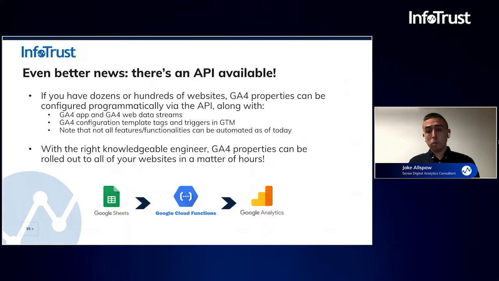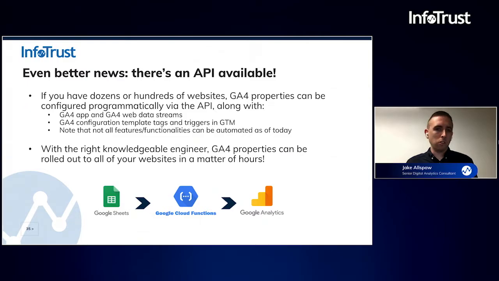So some even better news beyond the flexibility. For larger organizations that have dozens or even hundreds of websites, as Jimmy mentioned earlier, GA4 properties can be configured programmatically using the API. And this would include your app and web data streams, the enhanced measurement features, and the configuration tags and triggers in Google Tag Manager. It's worth mentioning that not every feature could be automated, but at minimum, you can have your properties configured and deployed across your sites. Once you have your architecture established, your GA4 rollout could be done very quickly.